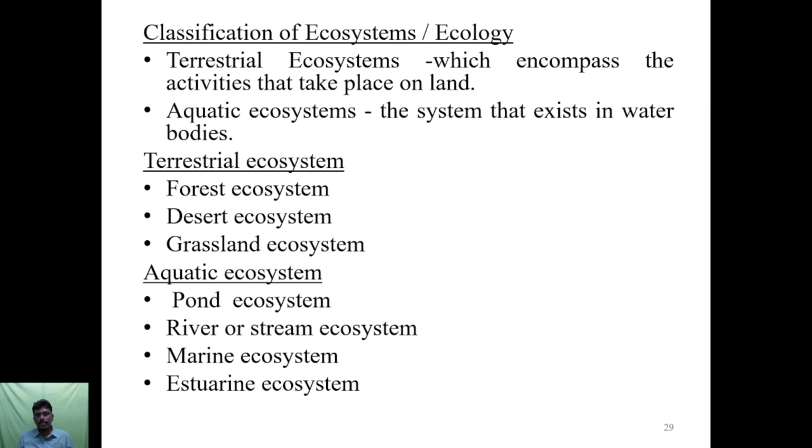First one is terrestrial ecosystem, which encompasses the activities that take place on land. Then aquatic ecosystem, that's the system that exists in water bodies. Terrestrial based on the land, aquatic based on the water bodies. In the terrestrial ecosystem, again they are classified into forest ecosystem, desert ecosystem, grassland ecosystem. In the aquatic ecosystem, we are having pond ecosystem, river or stream ecosystem, marine ecosystem, and estuary ecosystem.